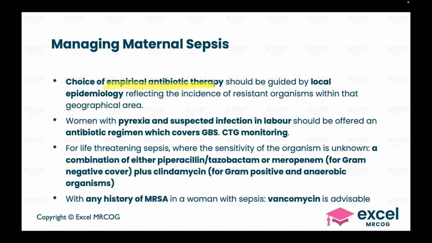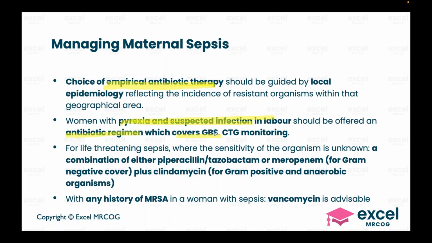So now what is the recommendation? It depends on your local epidemiology. So locally, what is growing more in your region, and which organisms are resistant? Depending on that, there has to be a local protocol for antibiotics in your hospital. That is what is recommended. Okay, and if there is fever in labor, as we know, according to the GBS guideline, we have to include antibiotic regime for GBS, benzathine penicillin, and CTG monitoring for the baby.